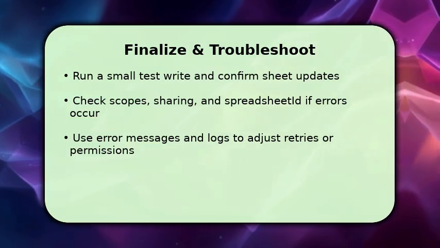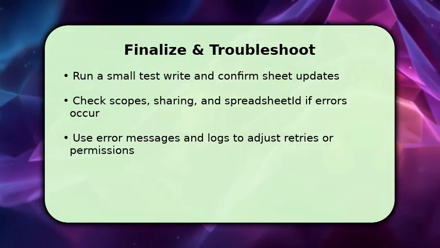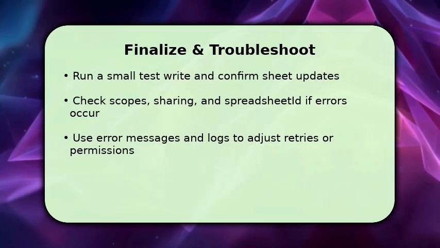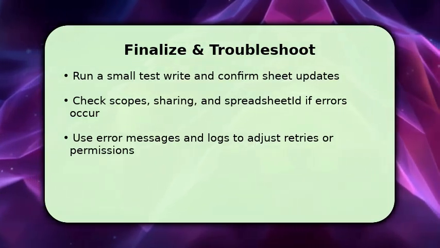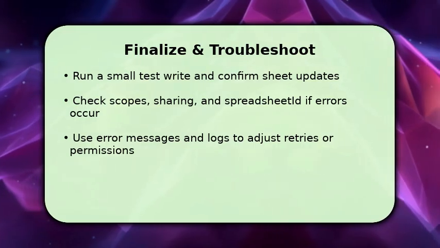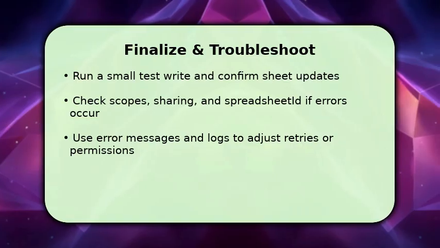If things go wrong, check the service account sharing, OAuth scopes, and that the spreadsheet ID is correct. These are the usual culprits. Make sure network and quota limits aren't blocking requests. Adjust retry logic or permission scopes as needed. If you still see errors, inspect the API error code and message to target the fix.